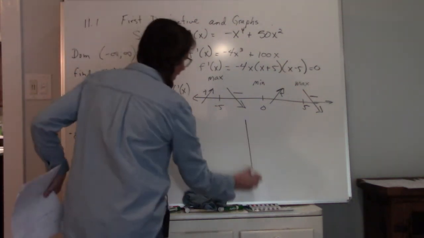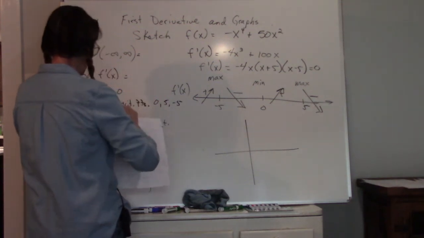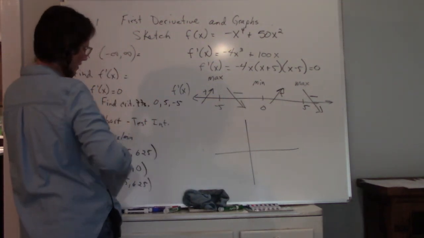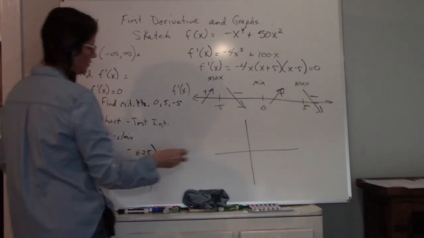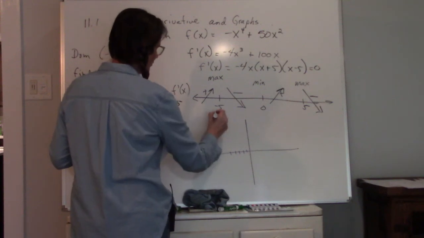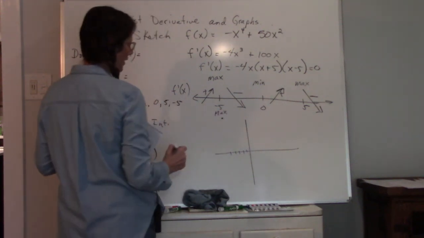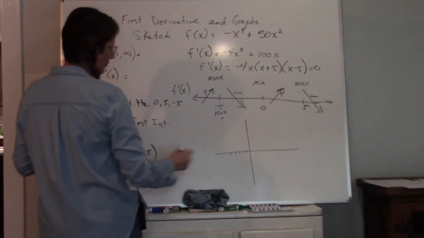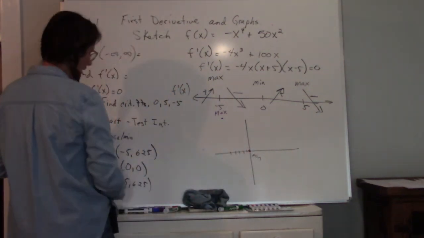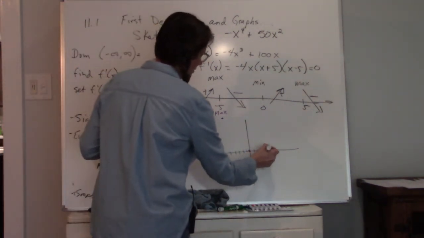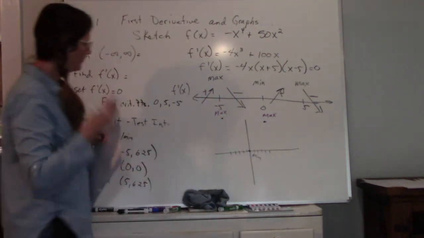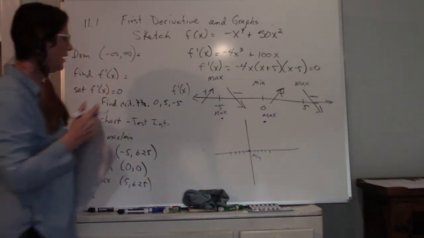Okay, so we have our graph. We're going to plot our points. So at -5, 625, so I'm just going to pretend here. There's -5. Here's our maximum at -5, 625. Then we have a minimum at 0, 0. And then we have another maximum at 5, 625.